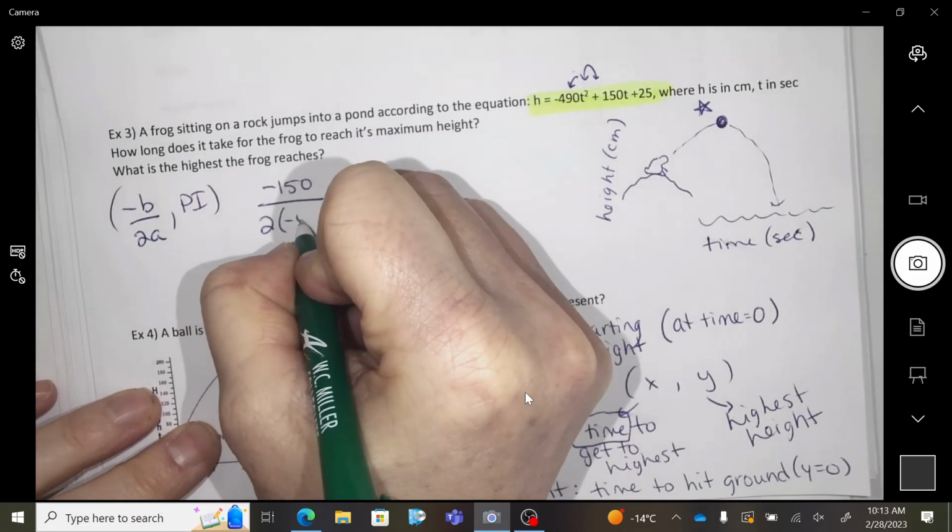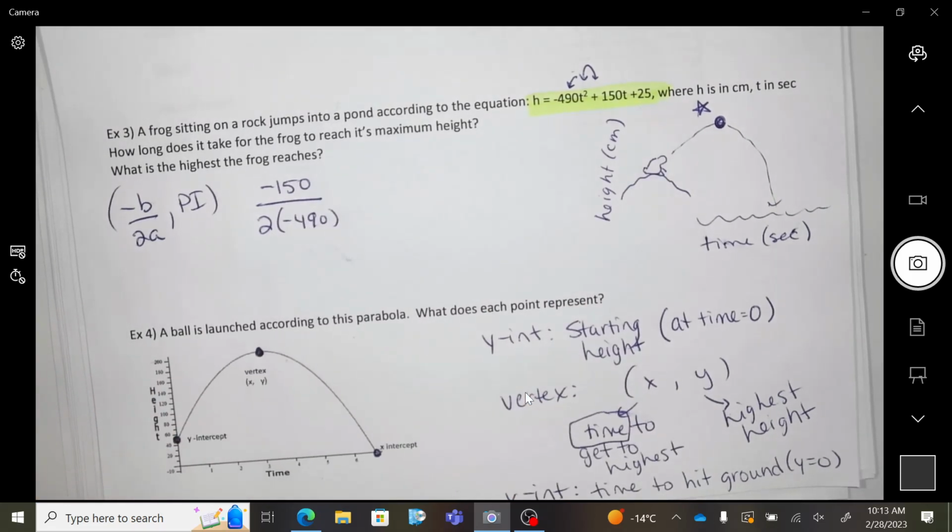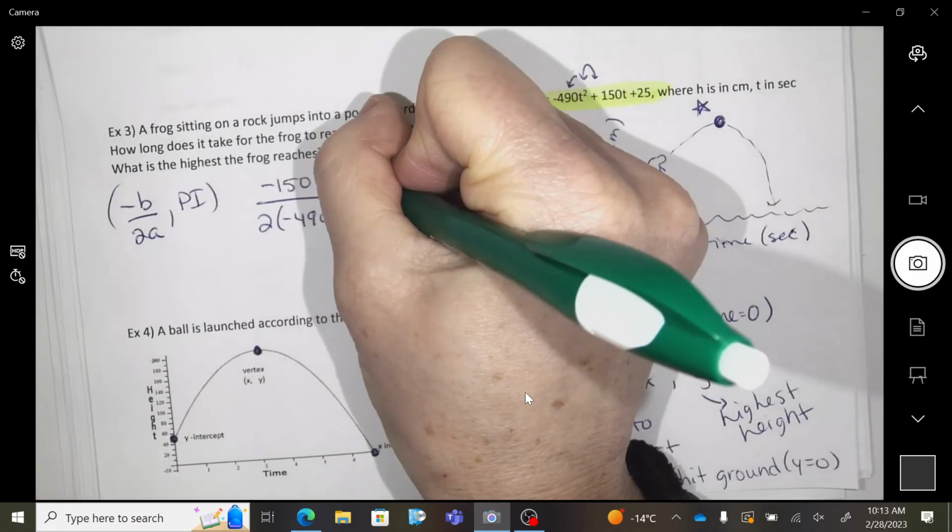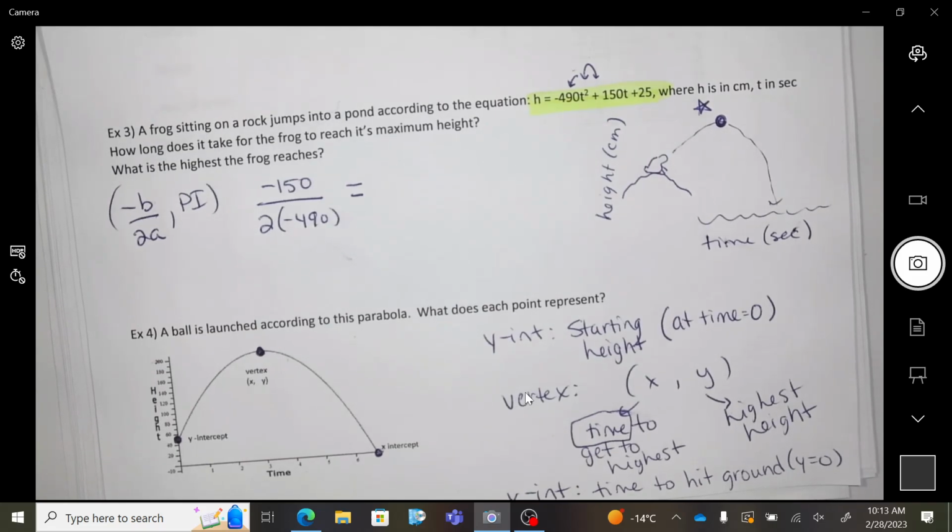2 times the a, which is negative 490. Get me a number. That's going to be a really small decimal because I can see the number in the bottom of my fraction is bigger. So if you're worried that your number is wrong, it is a decimal number. Did you remember when you type that you have to do the brackets on the bottom? Can you go to 3 decimal places? It's a small decimal. Can you do it to 3 decimal places?